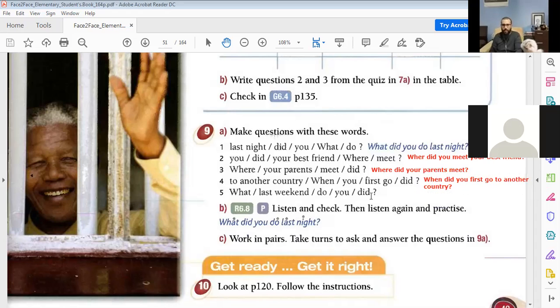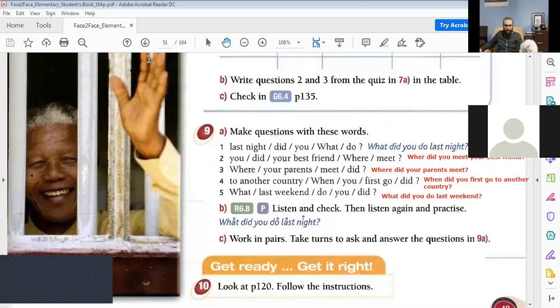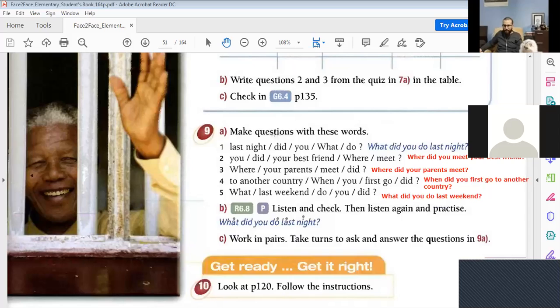Okay, and Rana, what about the last one? What did you do last weekend? Okay, let's write it. Did you do last weekend? Okay, now before we ask each other these questions, let's check them first in the listening. Let's see if all of them are correct or not. Let's see. Recording 6.7.